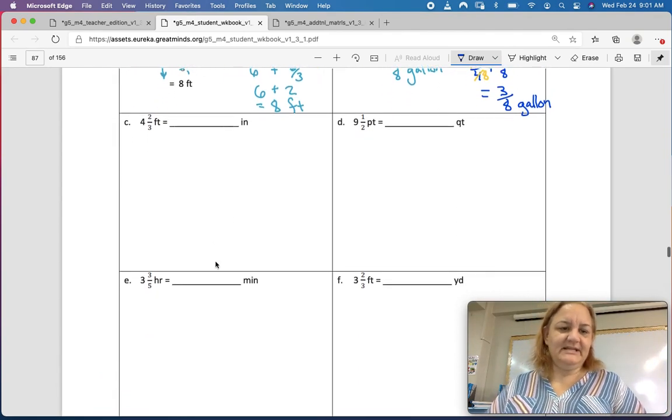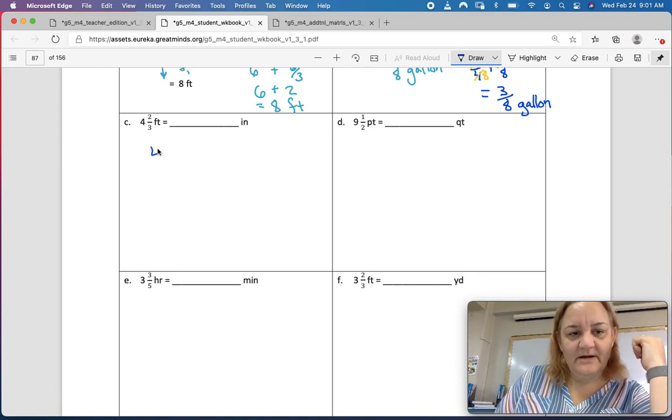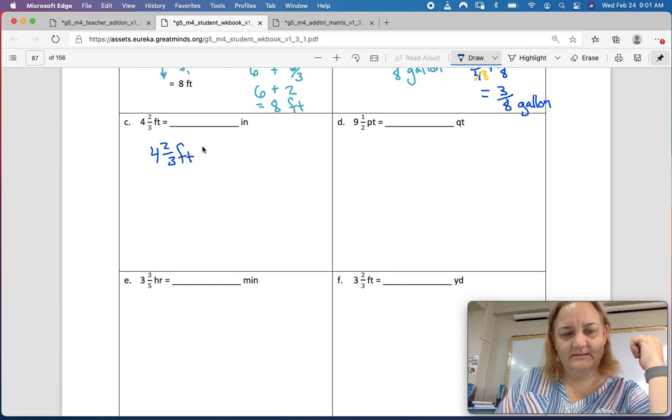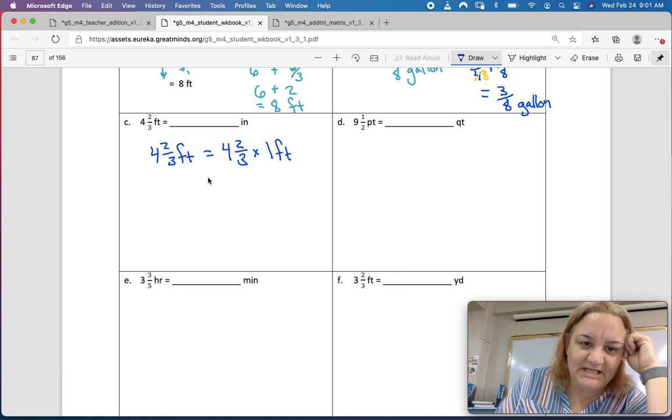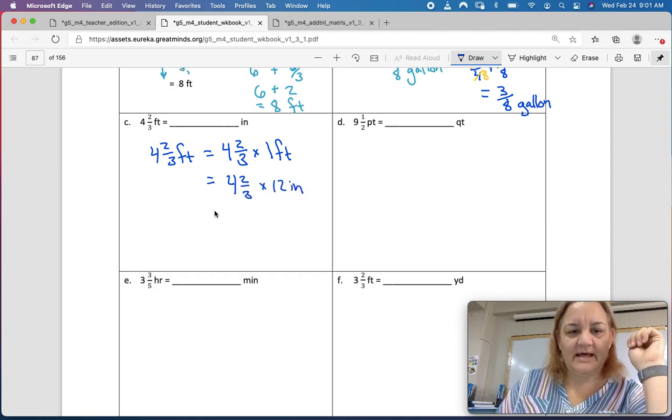Next one, feet and inches. 4 2/3 feet. And we want to change it to inches. So that is the same as saying 4 2/3 times 1 foot. And then I'm going to change my feet to inches, so 4 2/3 times 12 inches. And let's use the improper fraction on this one.